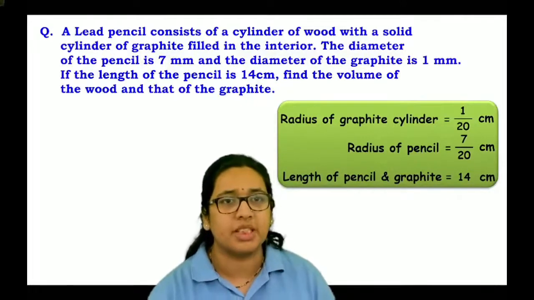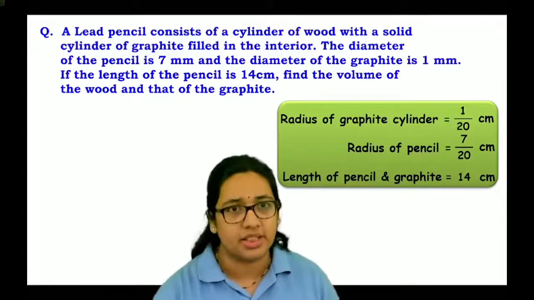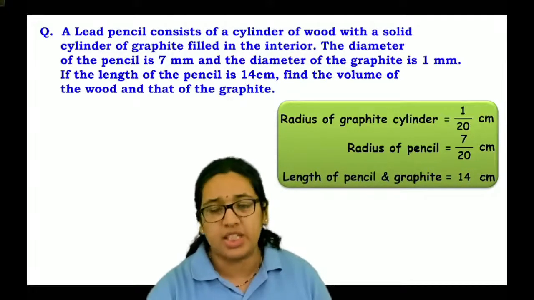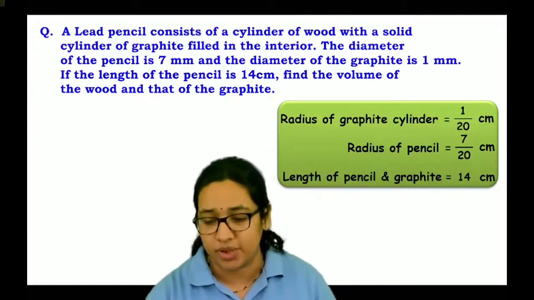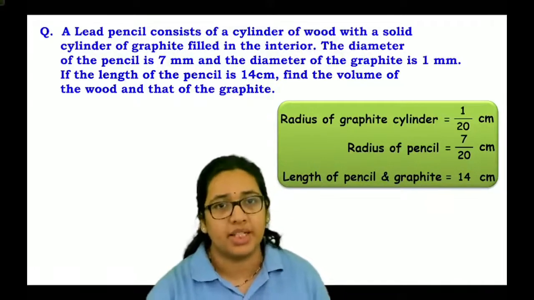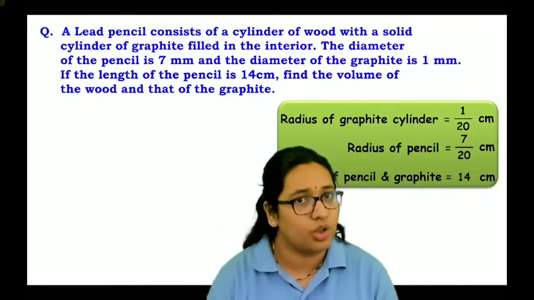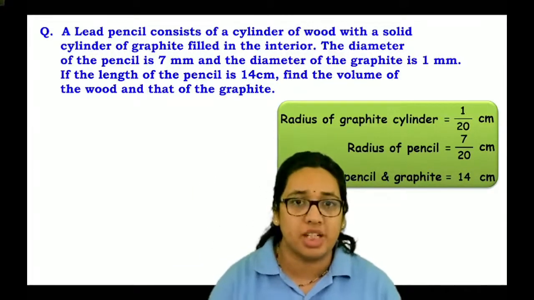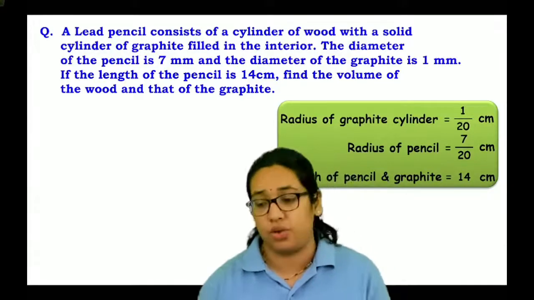A lead pencil consists of a cylinder of wood with a solid cylinder of graphite filled in the interior. The diameter of the pencil is 7 mm and the diameter of the graphite is 1 mm. If the length of the pencil is 14 centimeter, then find the volume of the wood and that of the graphite.